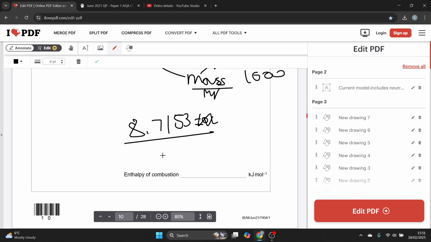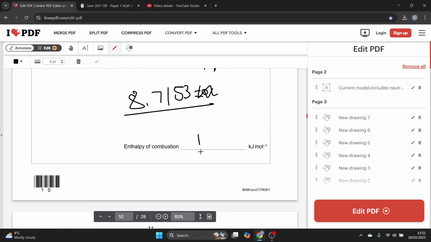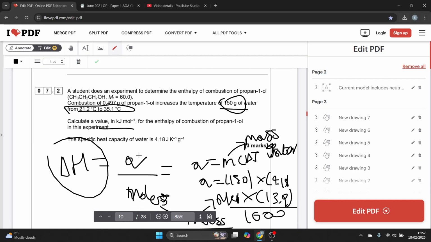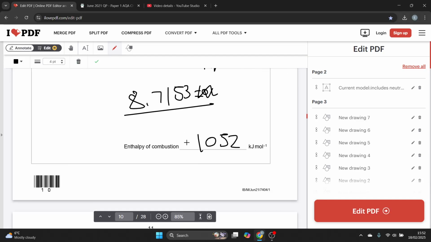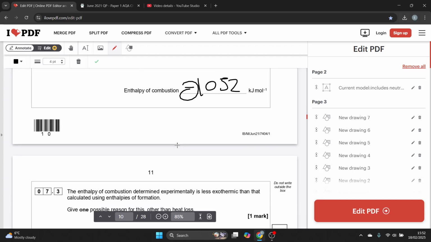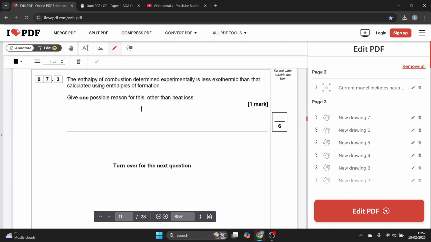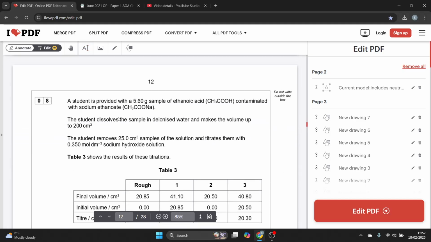So divided by my answer, then 8.7153 divided by my answer, 1052. But I know temperature increases, so therefore it's got to be exothermic, so negative. Perfect. Minus 1050. Give one of the possible reasons of this other than heat loss. Enthalpy is less exothermic. The idea: incomplete combustion, evaporation of fuel. But yeah, incomplete combustion is that. Well, don't say evaporation of fuel, say evaporation of the alcohol. Or you could say evaporation of fuel.